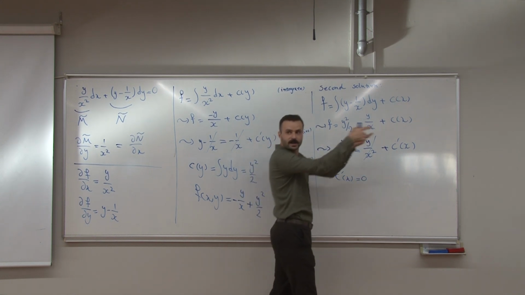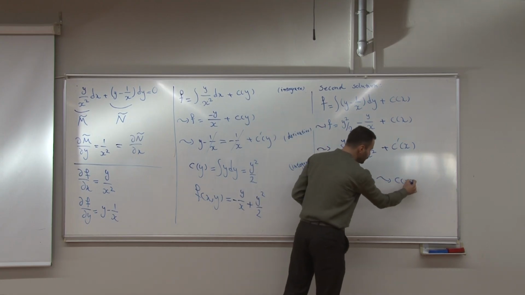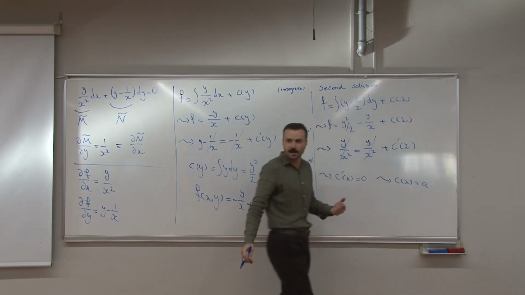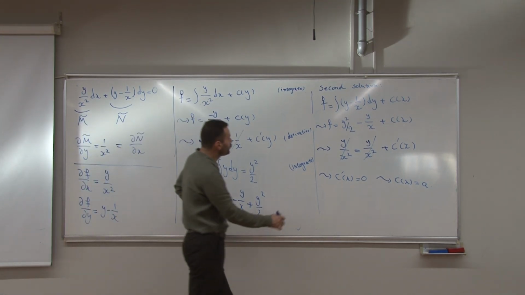Now I need to integrate, right, in order to come to the c. And if you integrate, what do we have? The c of x is a constant. It's called a or whatsoever. Okay? So what is going to be my function f?